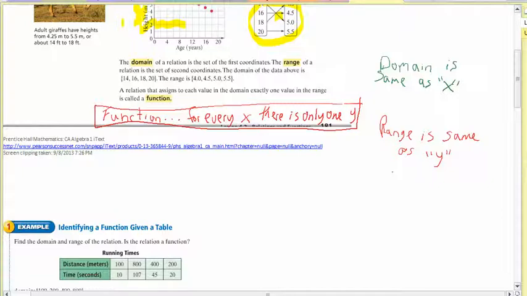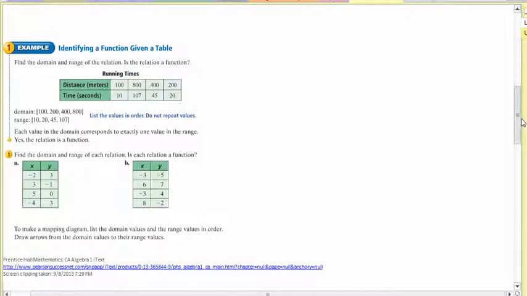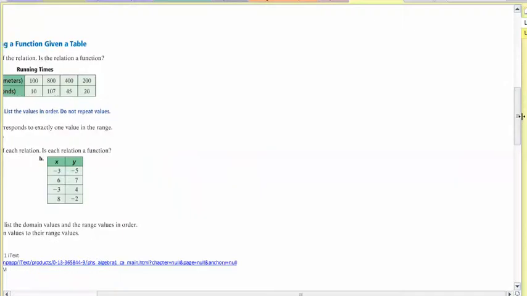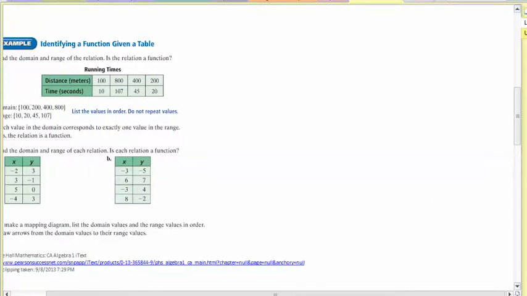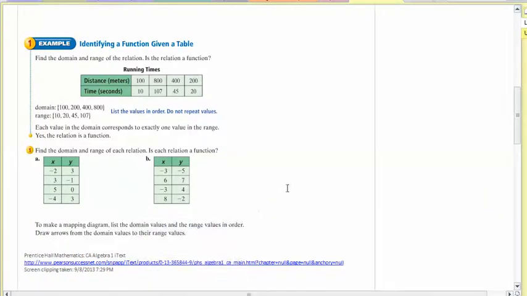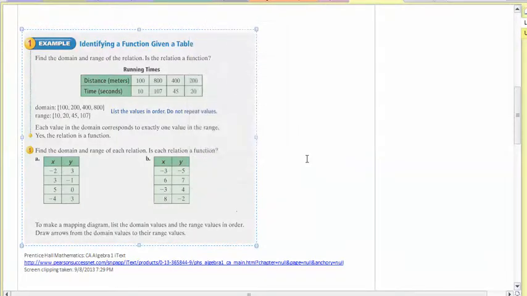Okay, so here we got our definitions. Now let's go down and look at some examples. Okay, it says identify a function given a table. Find the domain and range of the relation. Is the relation a function? Okay, so for every x, there's only one y. That's how we determine if it's a function. But first of all, it says to find the domain. What is the domain? The domain is your x values.